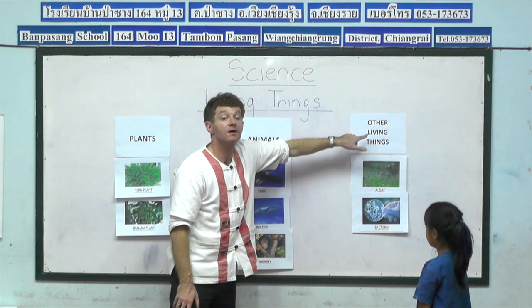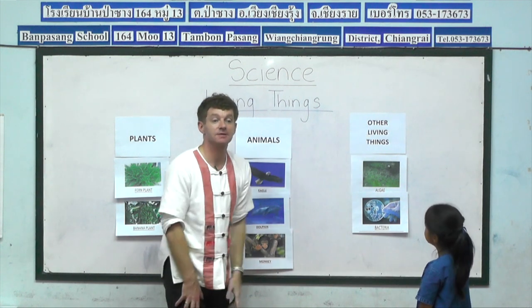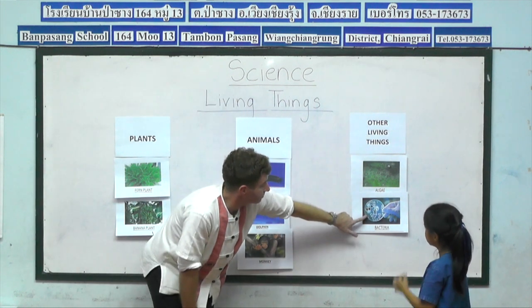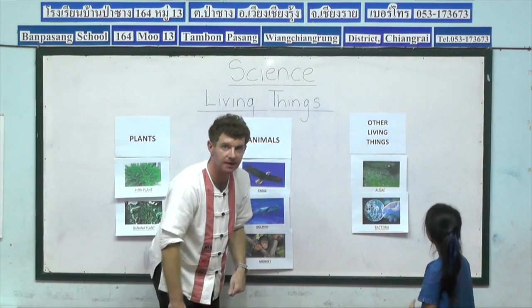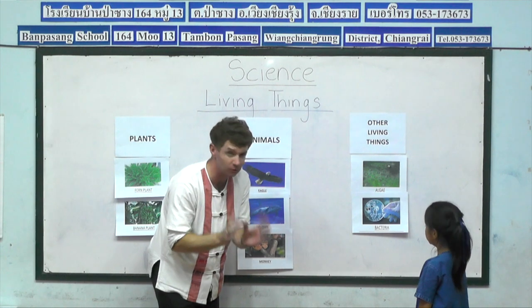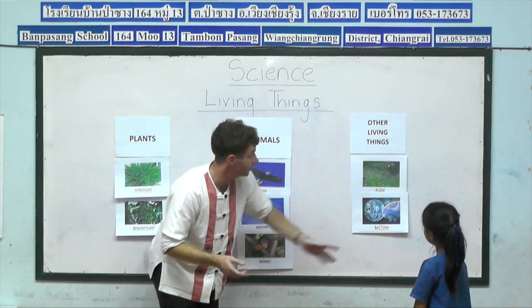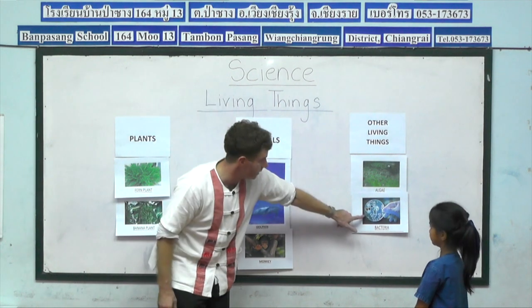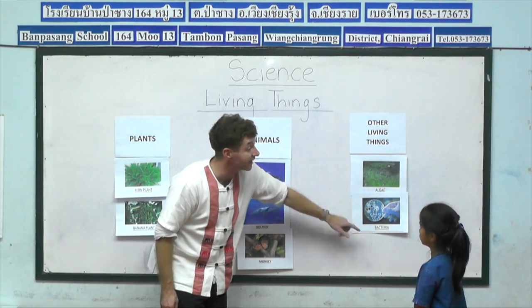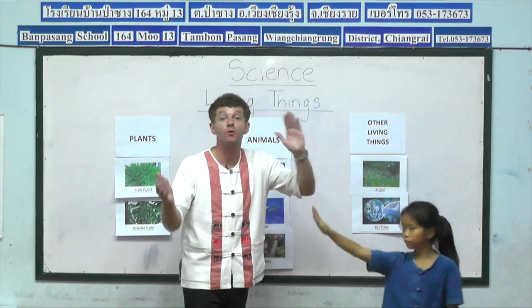Other living things. And if you look closely at the picture, this picture is taken with a magnifying glass. Because bacteria is so small, we can't see it. So we have to make it thousands of times bigger, and then we can see it. But Prel, that was excellent. Big round of applause for Prel, please, guys.